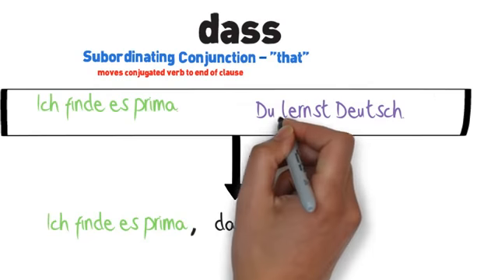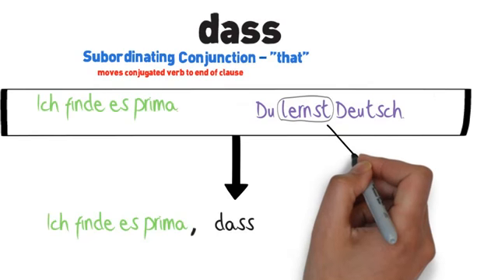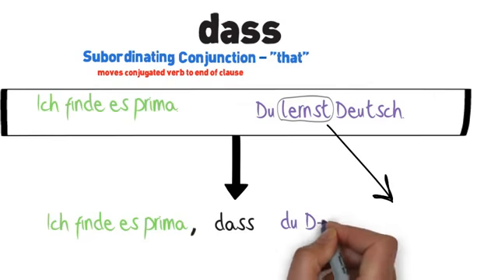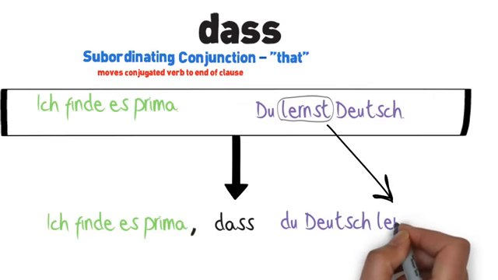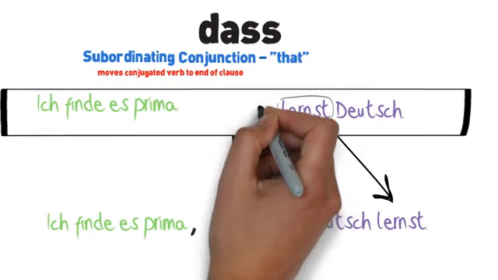Now, because dass is a subordinating conjunction, we can't just keep that second piece exactly as it was in the standalone sentence. Instead, we have to move the conjugated verb from the standard second position to the last position in the clause. We end up with Ich finde es prima, dass du Deutsch lernst.